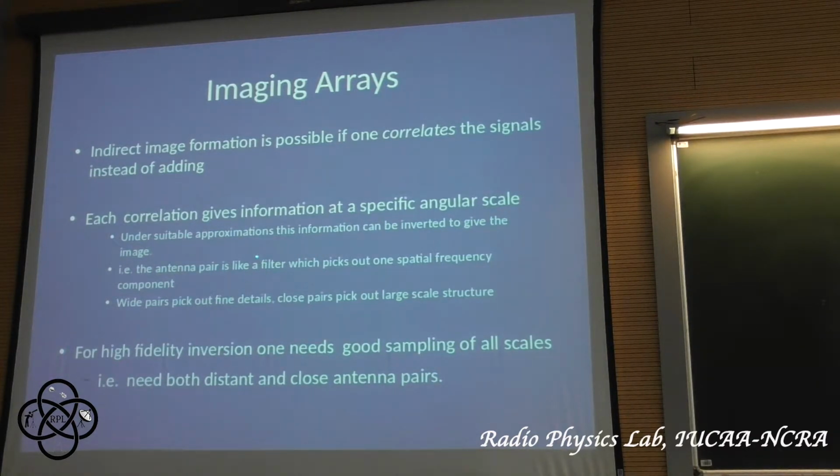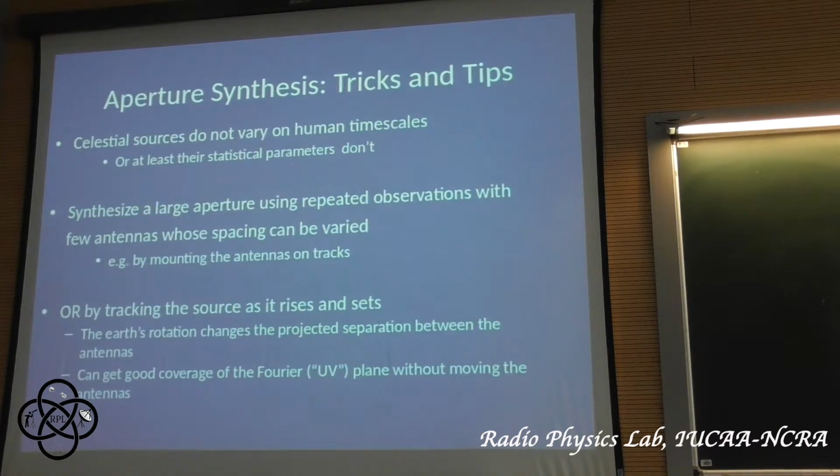Basically the antenna pair is acting like a spatial filter, filtering out spatial components of the image. Wide pairs will pick out very fine details in the image, whereas close-by pairs will tell me something about the large-scale diffuse emission in the image. So if I have all the pairs at all these separations, from very nearby pairs to very large pairs, I have information on all kinds of angular scales, and I can put it all together. To do it with high fidelity, you need good sampling of all scales. You need both distant and close antenna pairs. So this is what people do in radio astronomy to get high angular resolution.